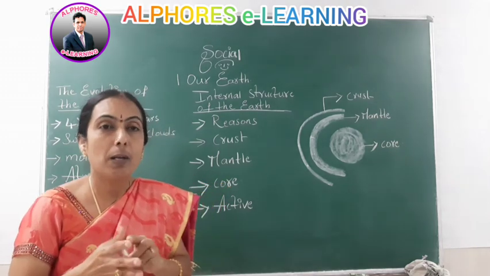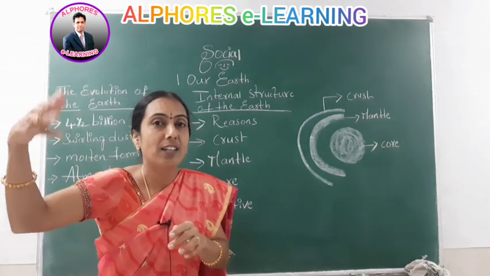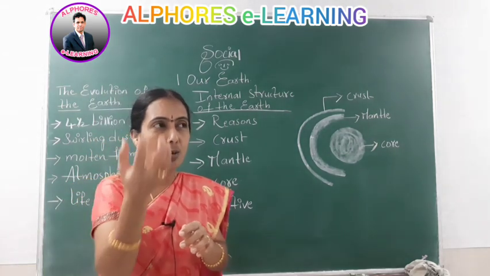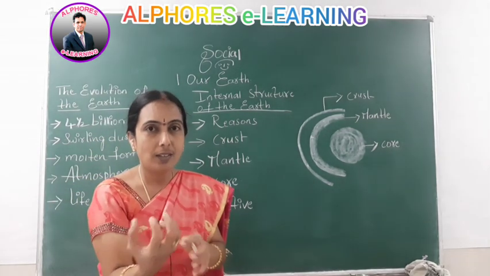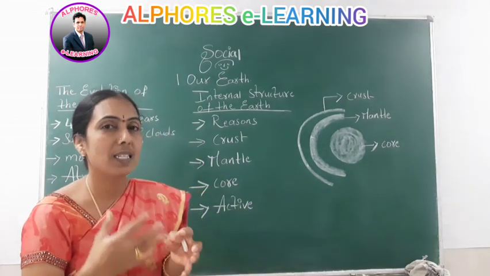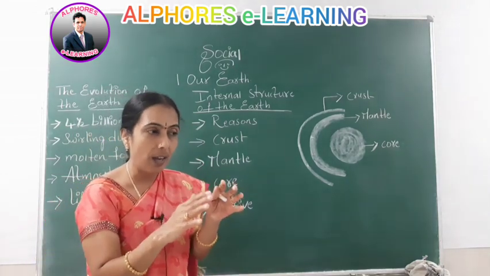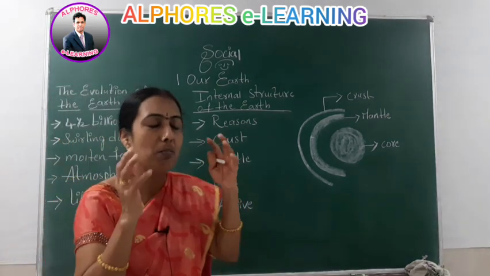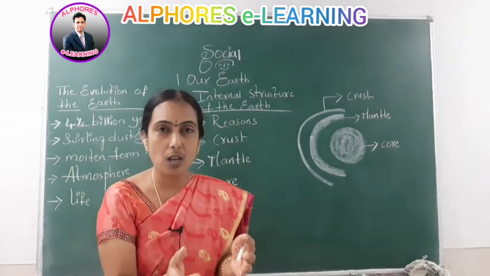And the basins which were formed because of the contraction, what happened later when the atmosphere was formed: the basins got filled with the rain water. That only transformed into the present oceans. In this way, the formation of the earth took place. These are the views which many scientists support.